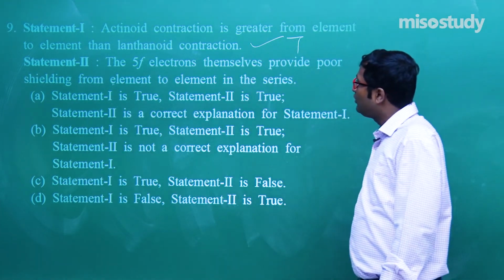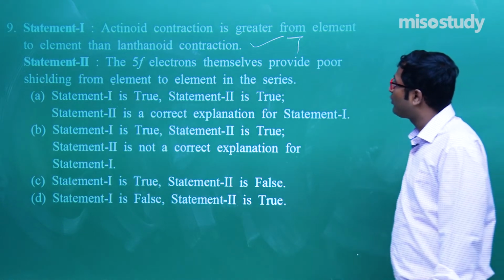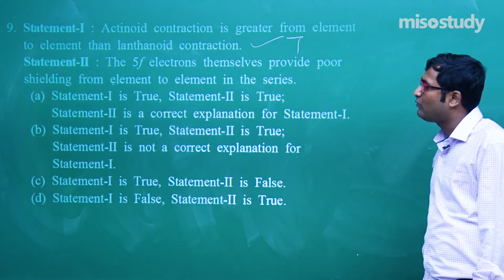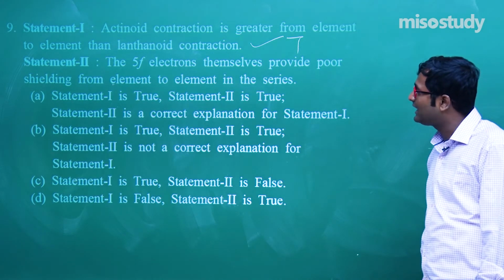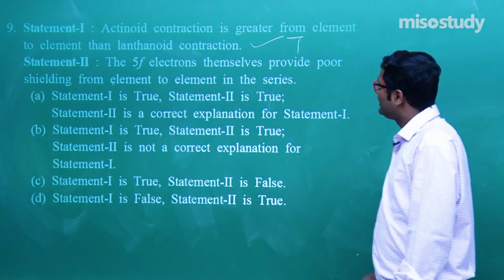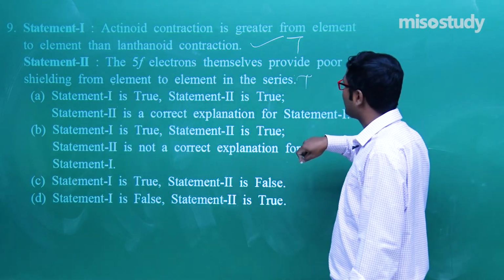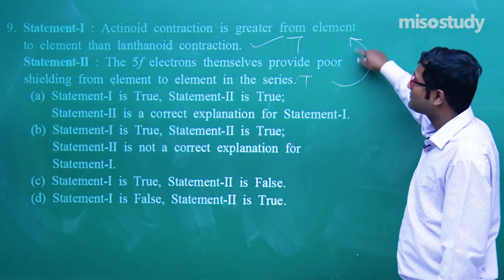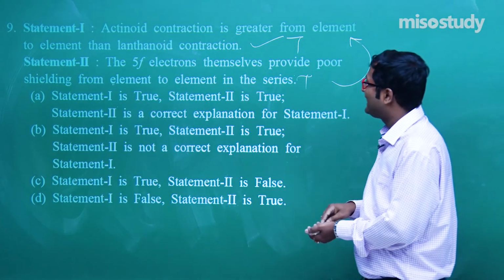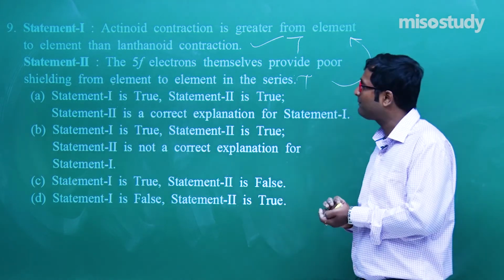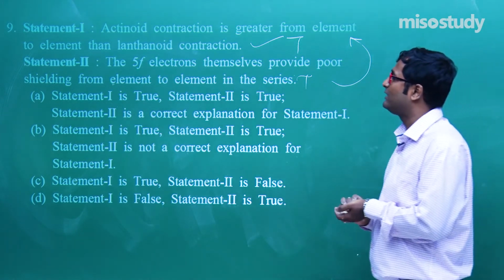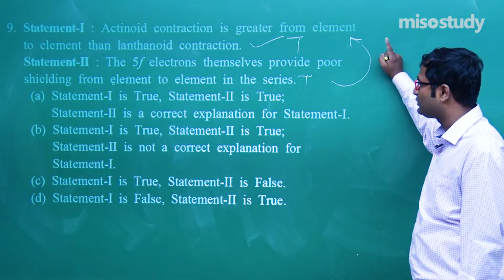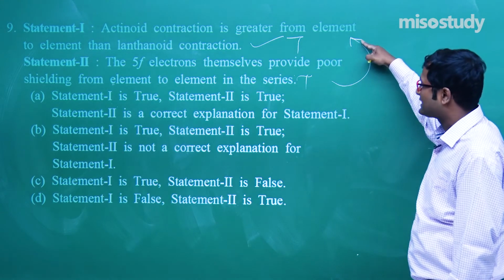Now statement 2: the 5f electrons themselves provide poor shielding from element to element. Yes, as we know, in actinides there is an involvement of 5f electrons, and for lanthanides the 4f electrons are responsible. So statement 2 is also correct, and statement 2 explains statement 1. Statement 1 and statement 2 both are correct, and statement 2 explains statement 1.